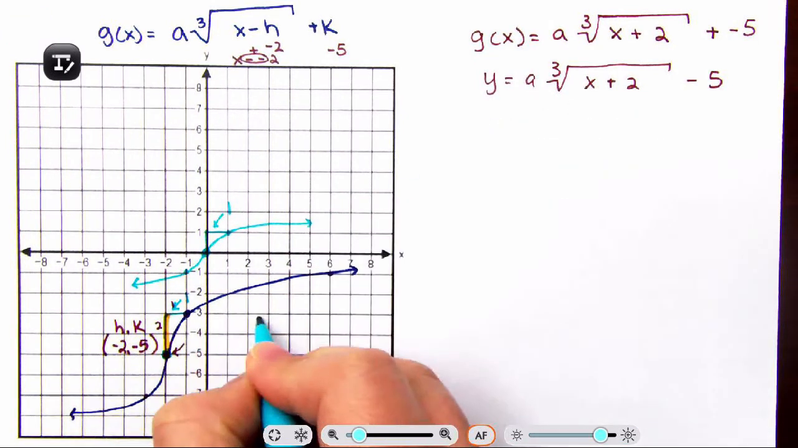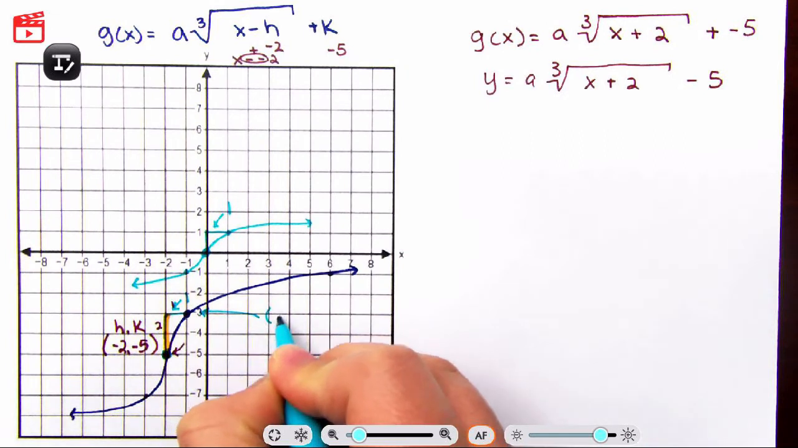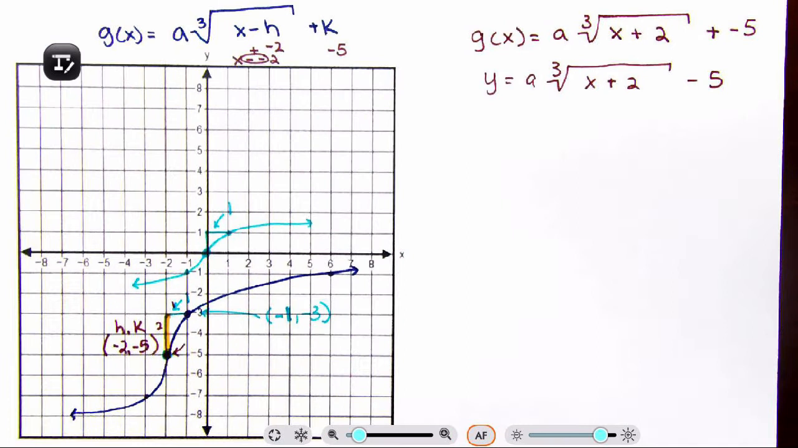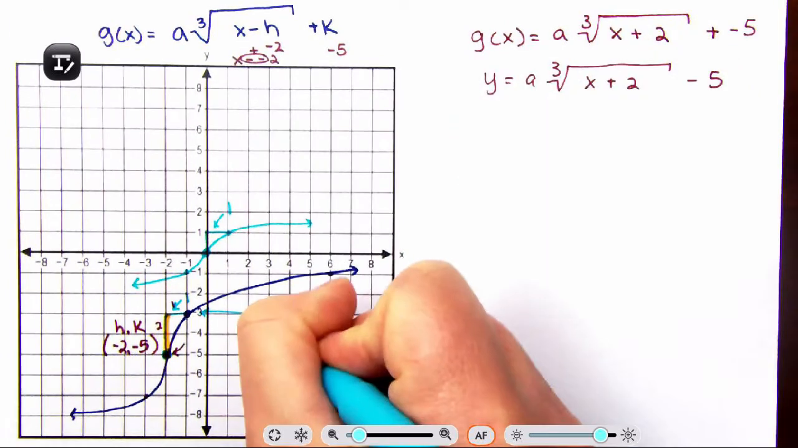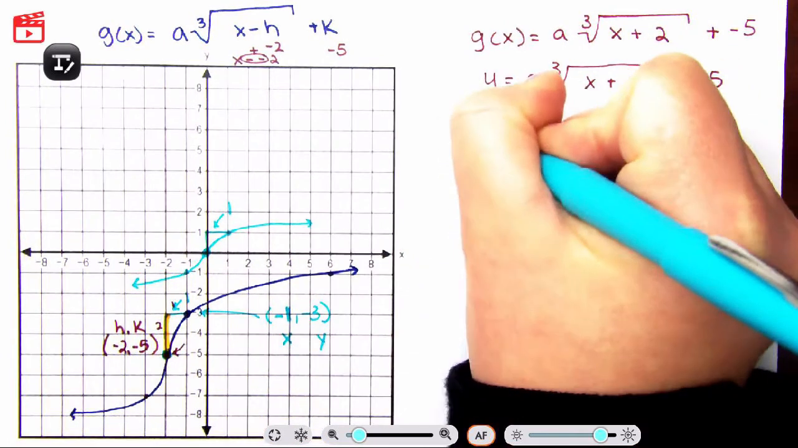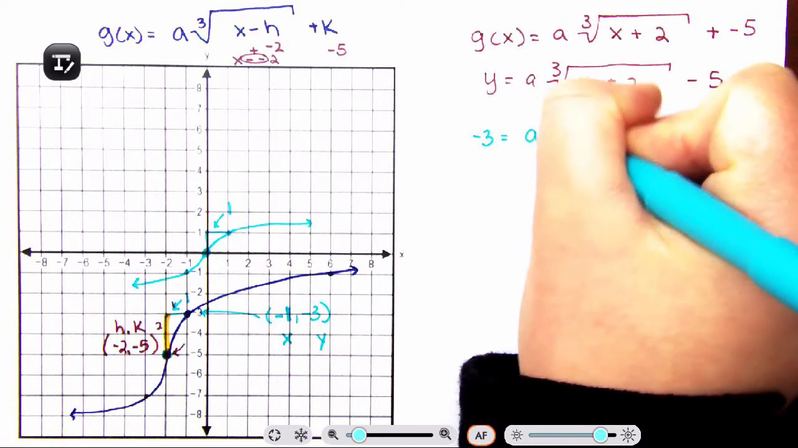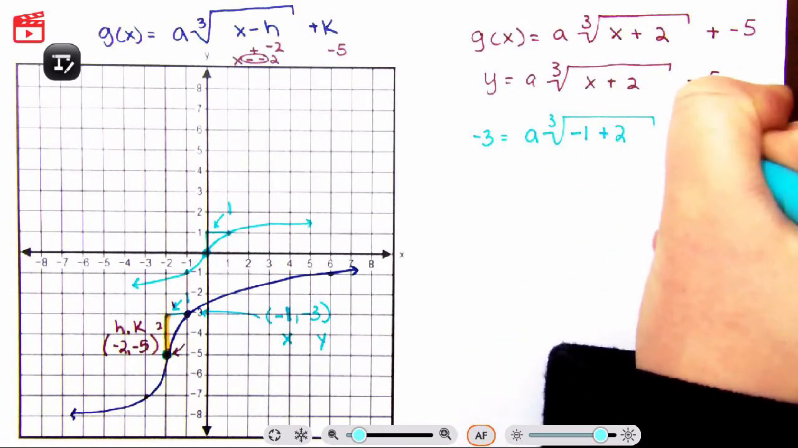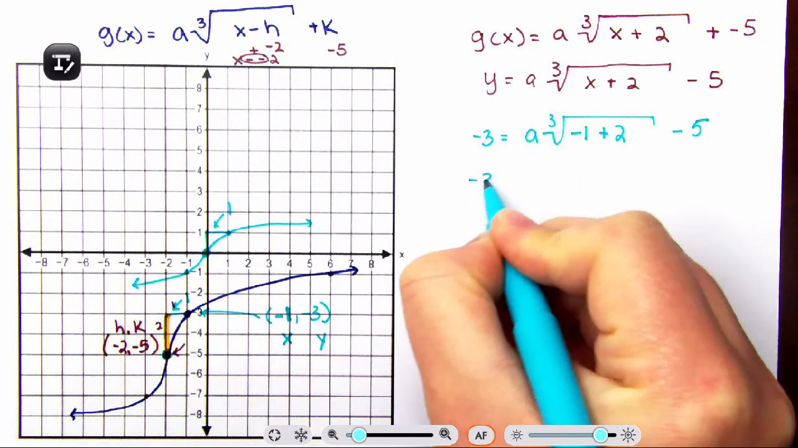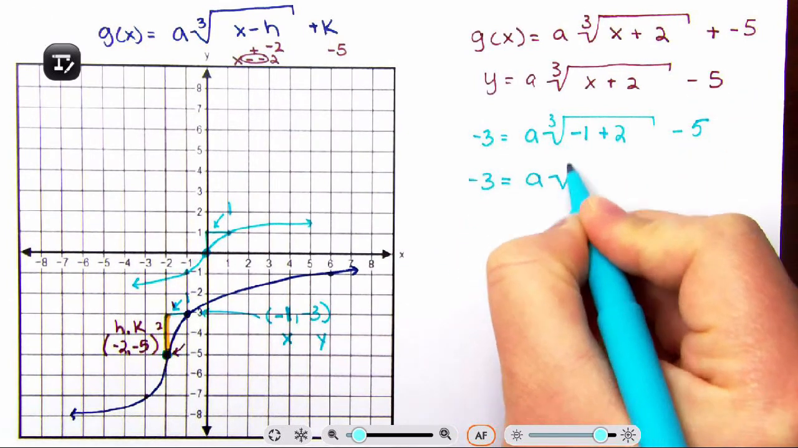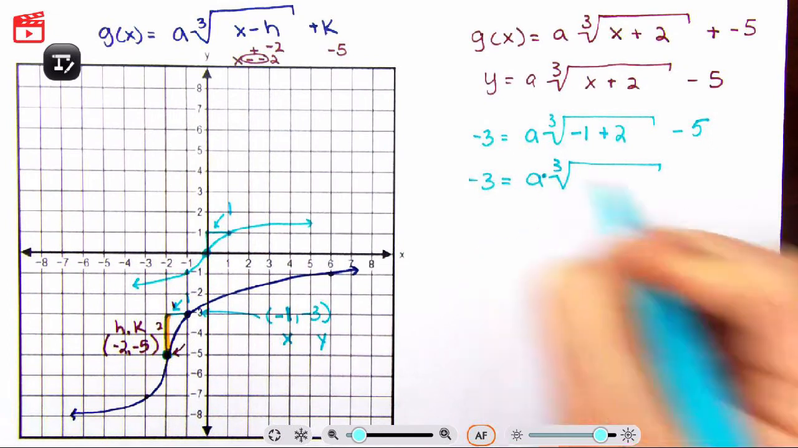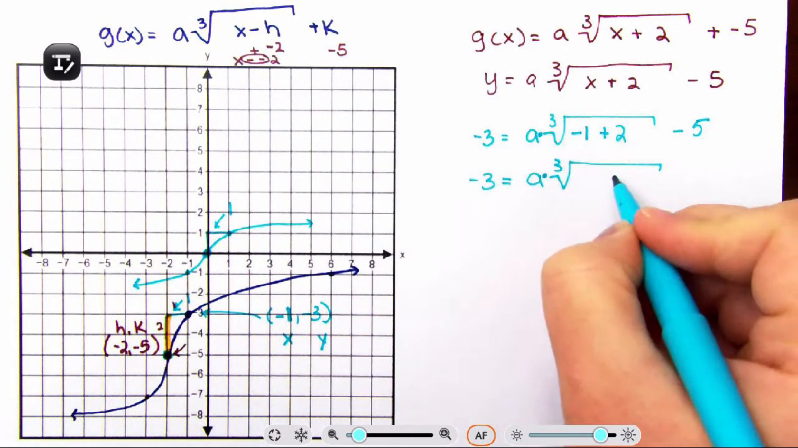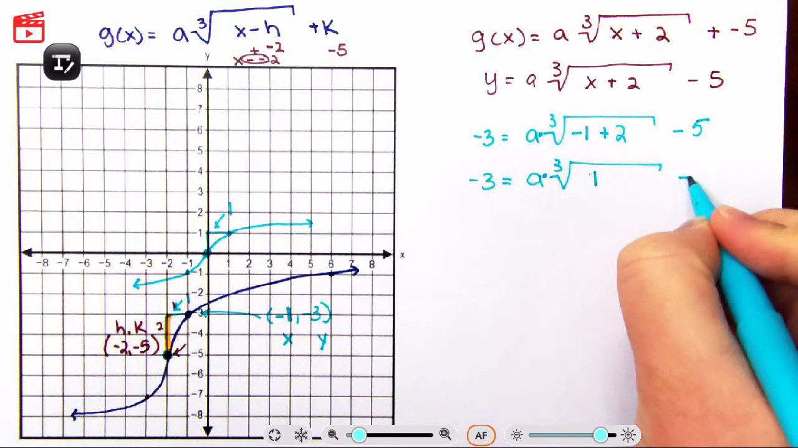So you're going to choose your secondary point. I'm going to choose my secondary point as negative 1, negative 3. In this point, x is negative 1, y is negative 3. So negative 3 is equal to a times the cube root of x, which is negative 1, plus 2, minus 5. I'm going to make that a times the cube root obvious here. Negative 1 plus 2 is just positive 1, minus 5.